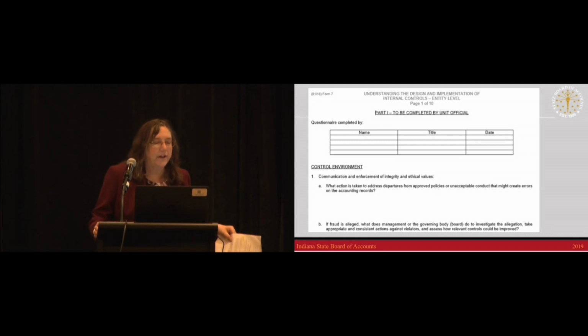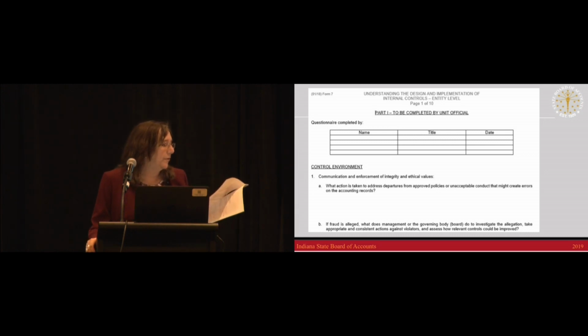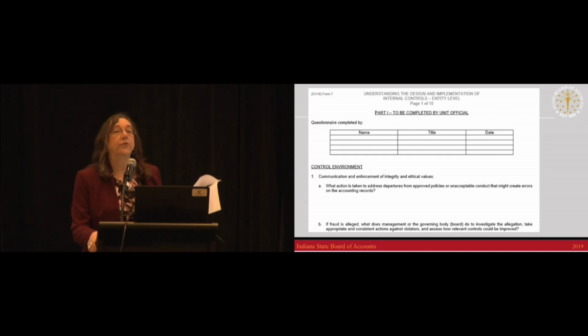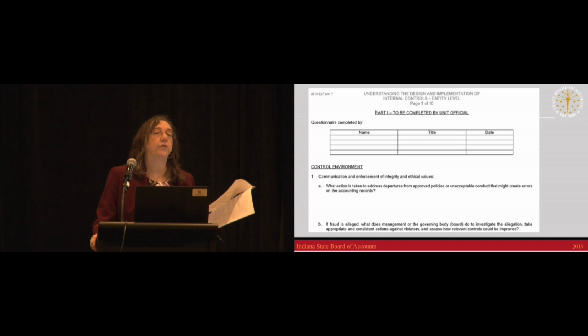Okay, the second question on there, I guess it was not showing. If fraud is alleged, what does management or the governing board do to investigate the allegation, take appropriate and consistent actions against violators, and assess how relevant controls could be improved? Again, what are we asking? What do your commissioners do? What does your council do? Do they have policies in place? Or do they tell you to deal with it? Or do they say, I don't care?